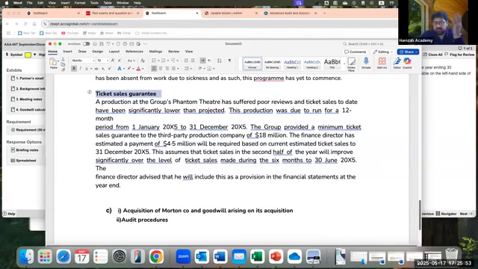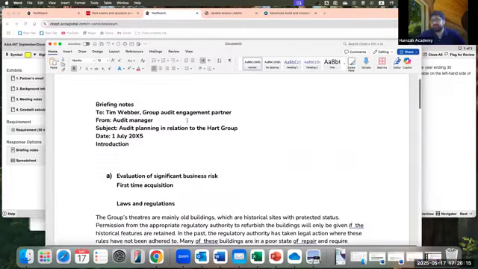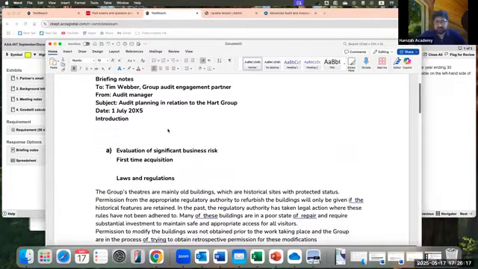So government grant is an accounting issue. So the upgrade and maintenance cost is an accounting issue. But there is not that much discussion on the IFRS. Okay, so that's it. So let us start writing the answer now one by one. Come back to the first-time acquisition.